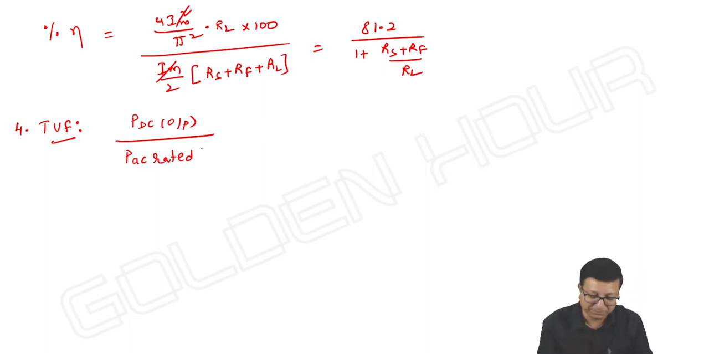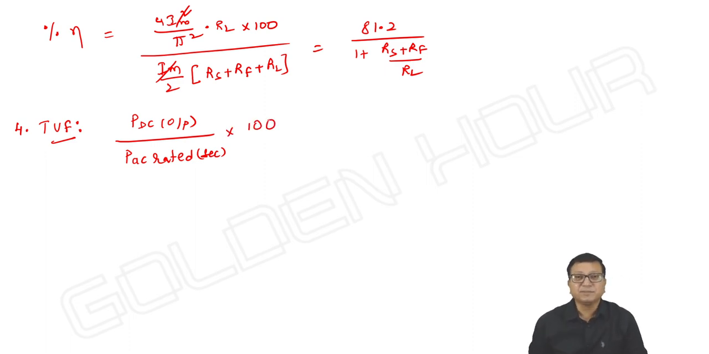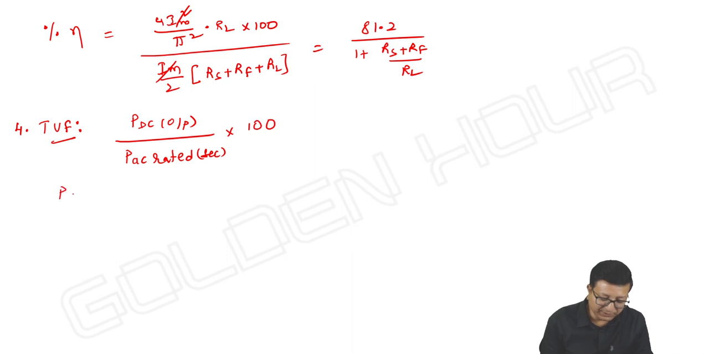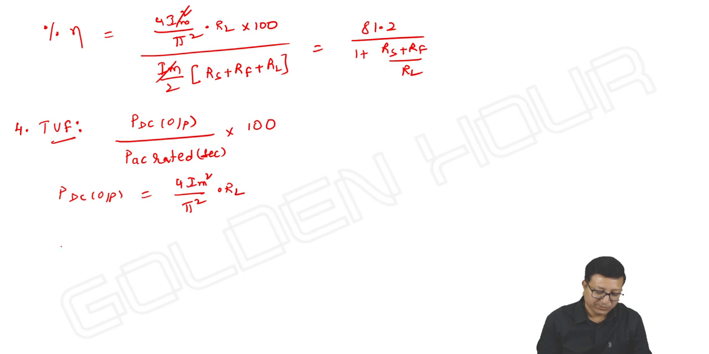Actual source power multiplied with 100. Anyway, we know the DC output power. It is 4Im square by pi square into RL. Okay. Then PAC rated secondary means it looks like it is the source power.